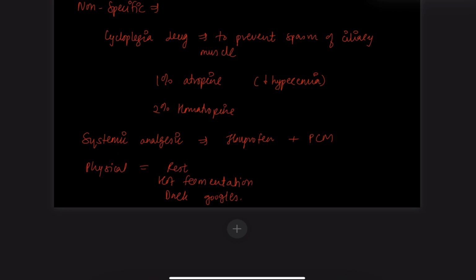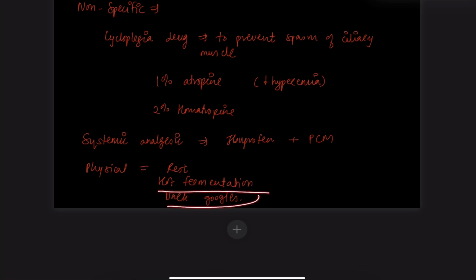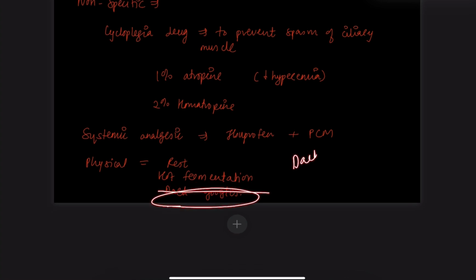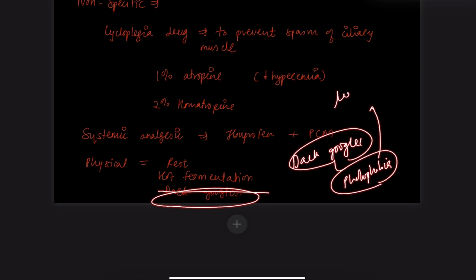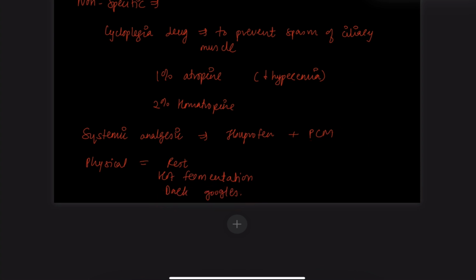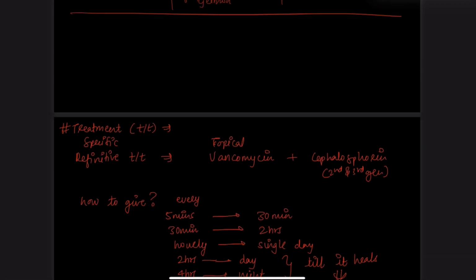Rest is necessary in every disease treatment. Rest is important. Hot fomentation and dark goggles can be used. Dark goggles are also one of the most important things because the person has photophobia, meaning light exposure. If the person is exposed to light, he will feel pain. So to prevent it, dark goggles are important. This much is enough for a 12 marker question of ophthalmology. It is one of the most commonly asked questions. Thank you.